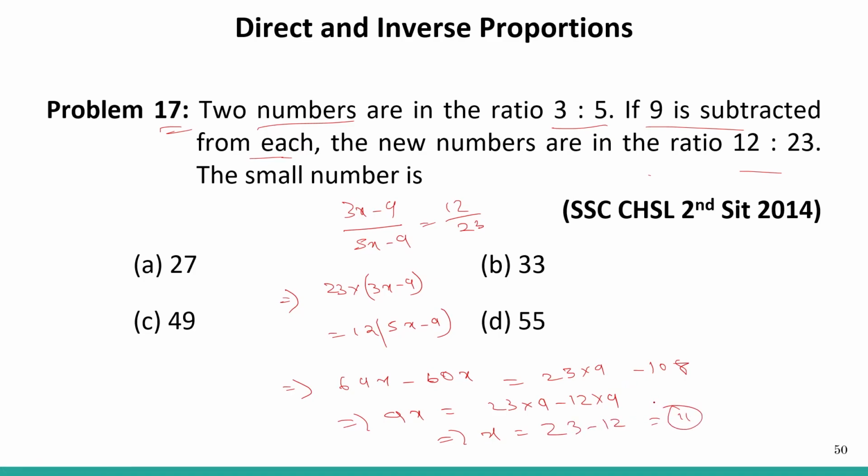So if x is 11, then they are in the ratio 3:5. So 3 into 11 is equal to 33, and the other number is 5 into 11, which is equal to 55. So the smaller number here is 33. So this is the correct answer. These are all wrong answers.